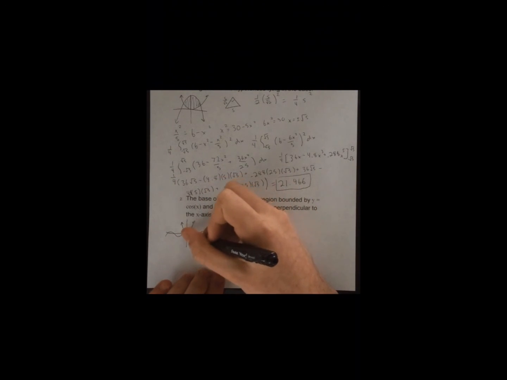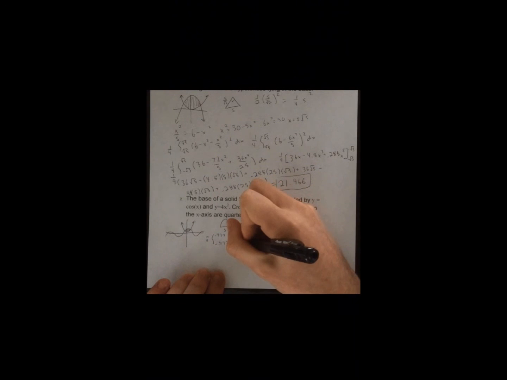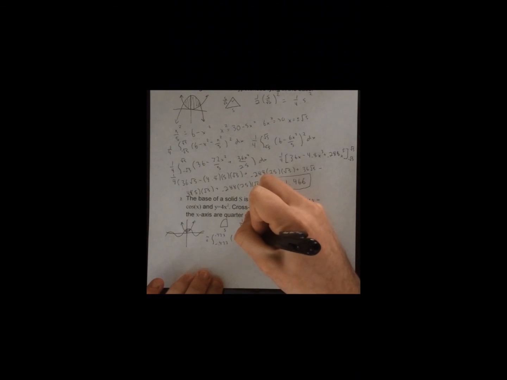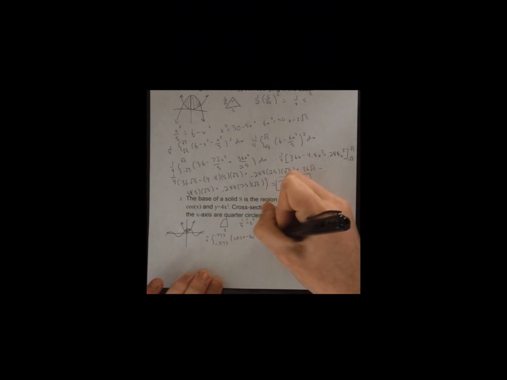And again, since our cosine graph is the one above, we have the integral of cosine x minus 4x squared dx. Once we plug this equation into our calculator, we get our final answer of 0.395. And we are finished.